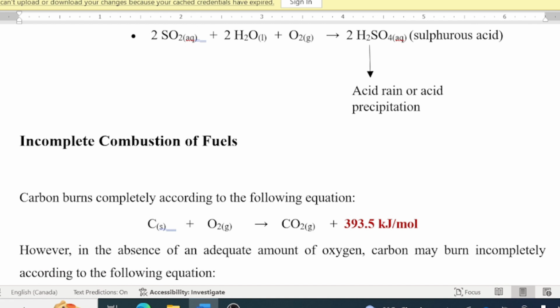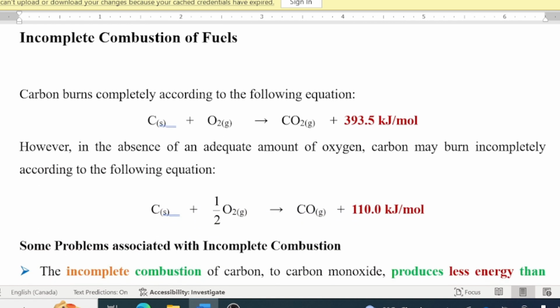Okay? So now we look at incomplete combustion of fuels. Let us suppose you're burning carbon and you give carbon an adequate amount of oxygen. According to this equation here, if you use 1 mole of carbon with 1 mole of oxygen, carbon is completely oxidized or burned to carbon dioxide, with the evolution of 393.5 kilojoules per mole of carbon burnt.